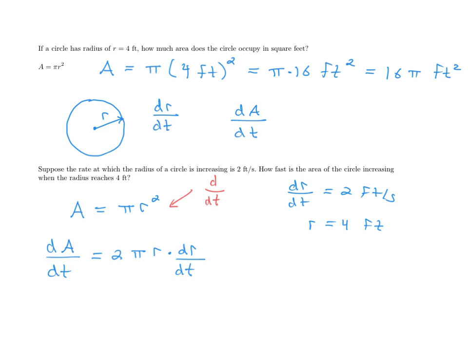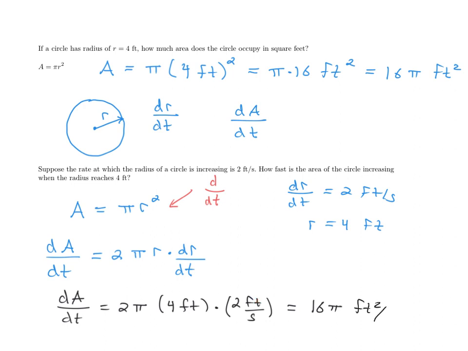Let's check it out. dA/dt is equal to 2 pi. The radius is 4, and I'll actually include the units of feet. That's being multiplied by dr/dt, which we're told is 2 feet per second. When you multiply this all together, we get 2 times 4, which is 8, times 2, which is 16. And if I multiply that to the pi, I get 16 pi. And the units are feet times feet, which is square feet, divided by seconds.